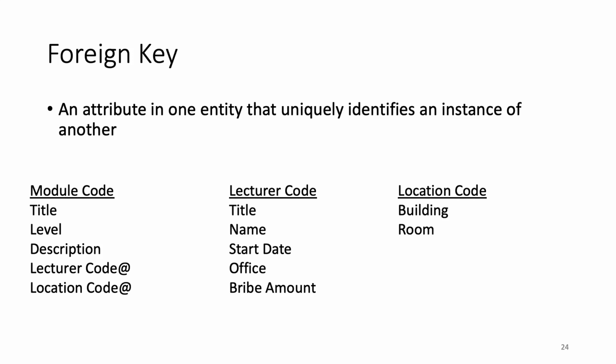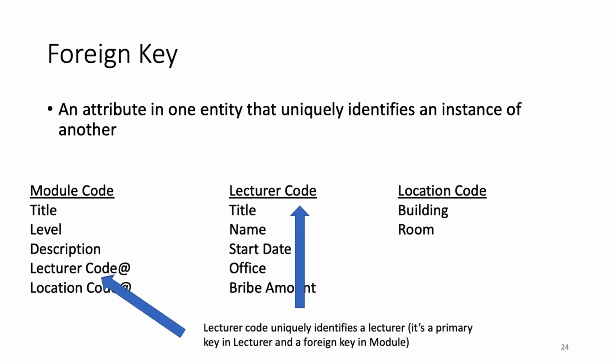When we do that, we've normalized it, we've avoided duplication, right? And we also ensure that we have referential integrity. We ensure that you can't have a location code that doesn't actually exist. You can't have a lecturer code for a module that doesn't actually exist. And that's the purpose of this, to put it all together. So this is how foreign keys work. So that's a quick recap on keys.